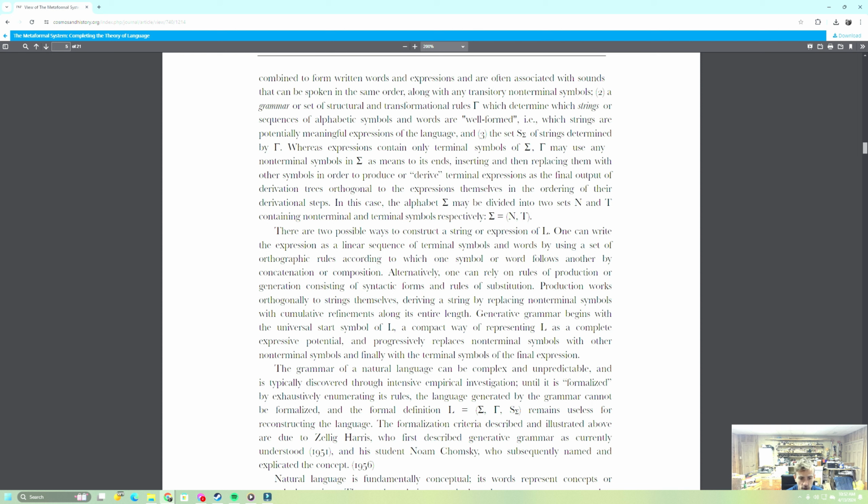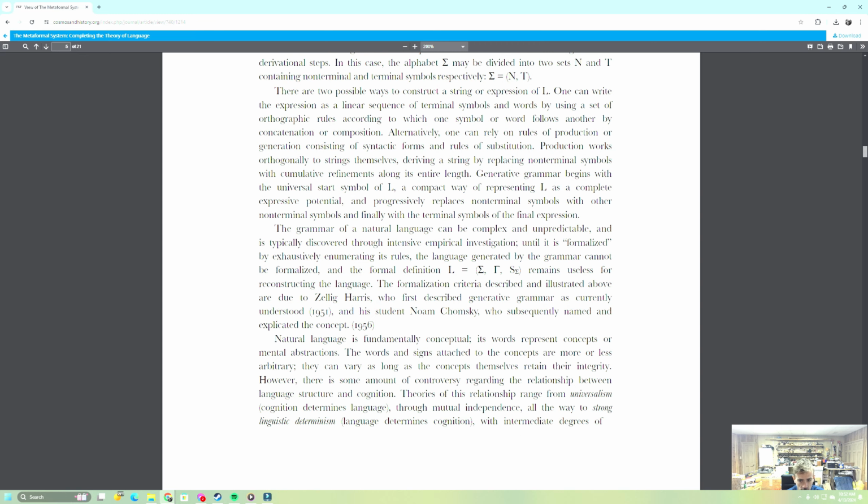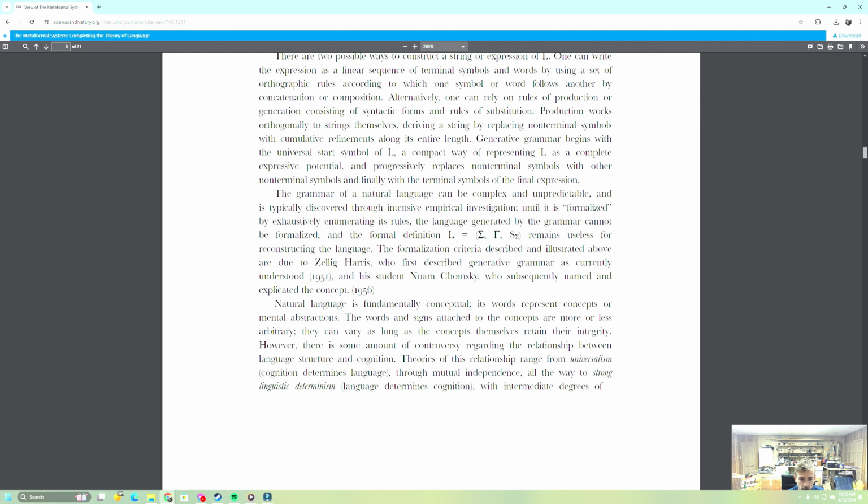Generative grammar begins with the universal start symbol of L, a compact way of representing L as a complete expressive potential, and progressively replaces non-terminal symbols with other non-terminal symbols, and finally with the terminal symbols of the final expression. The grammar of a natural language can be complex and unpredictable, and it is typically discovered through intensive empirical investigation until it is formalized by exhaustively enumerating its rules.